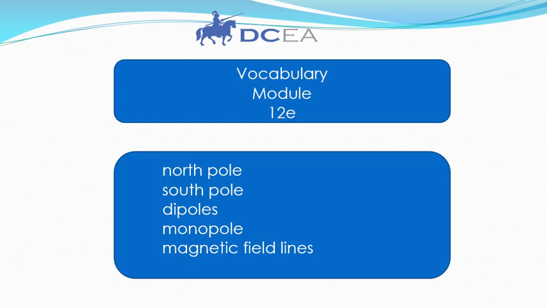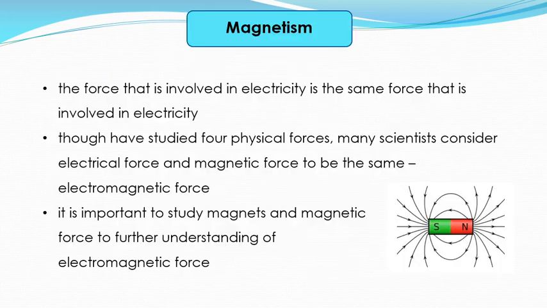The vocabulary for Module 12E: north pole of a magnet, south pole of a magnet, dipoles, monopole, and magnetic field lines. So let's talk about magnetism.